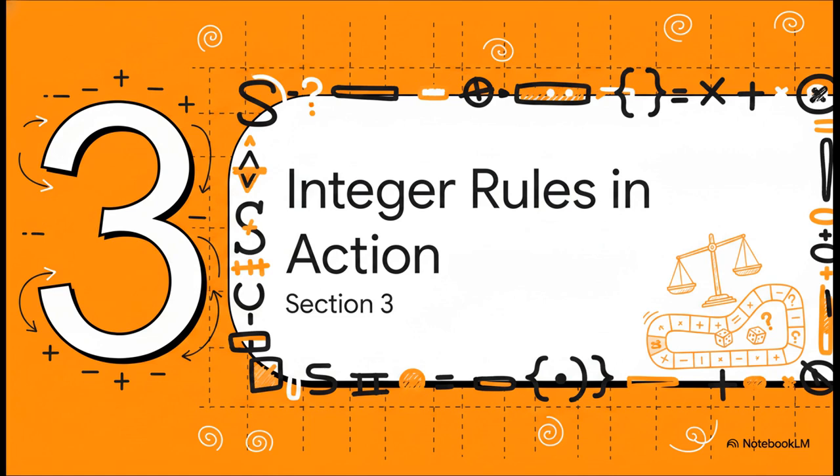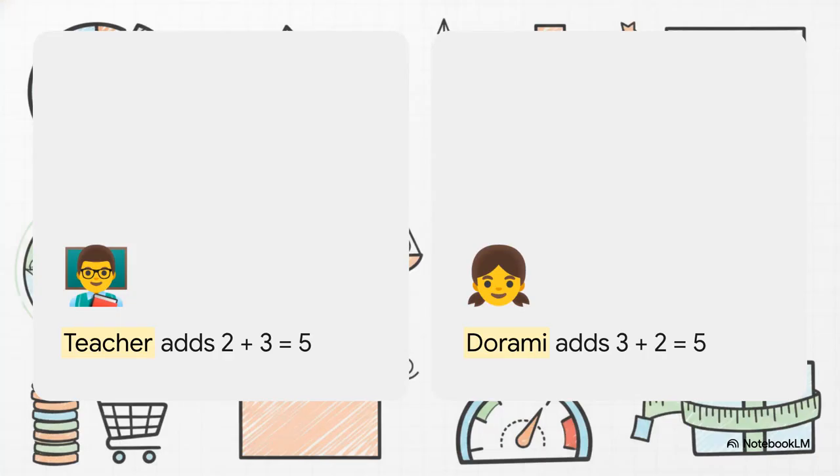Now for the really fun part. Section 3, Integer Rules in Action. Okay, so now that we've got these negative numbers floating around, we definitely need some rules to play fair. Let's look at the commutative property. Imagine Rami and I get into this huge argument about how to add numbers. I say 2 plus 3 equals 5. She insists, no way, 3 plus 2 equals 5. So who's right? Well, we both win. The commutative property tells us that for addition, order just doesn't matter. Adding A plus B is the exact same thing as adding B plus A.